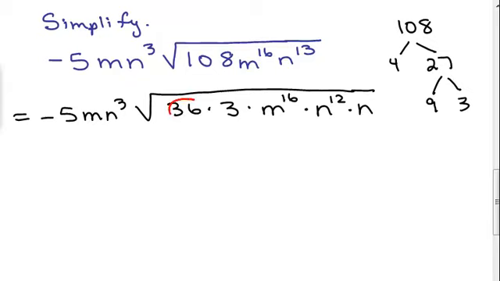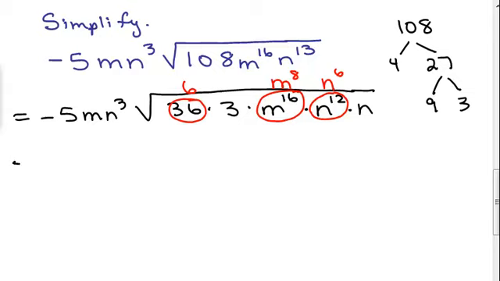So 36, that's a perfect square. A 6 will come out. For m to the 16th, it's half the exponent. M to the 8th will come out. And n to the 12th, n to the 6th will come out. So everything I'm writing up here gets multiplied by this negative 5mn cubed.